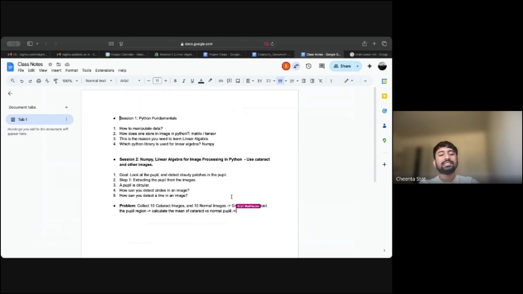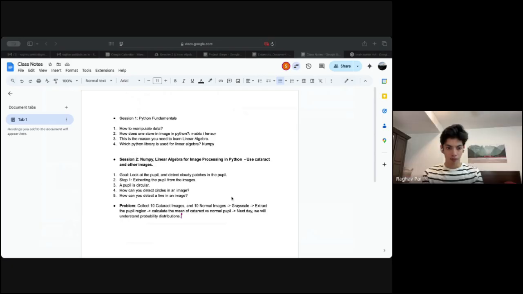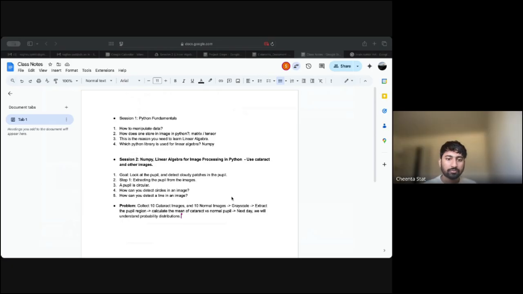And from this, next day we will understand probability distributions from here. Because a cataract is nothing but all the intensities. If you open it up, it's a kind of distribution, right? That's where we will understand probability distributions from there.